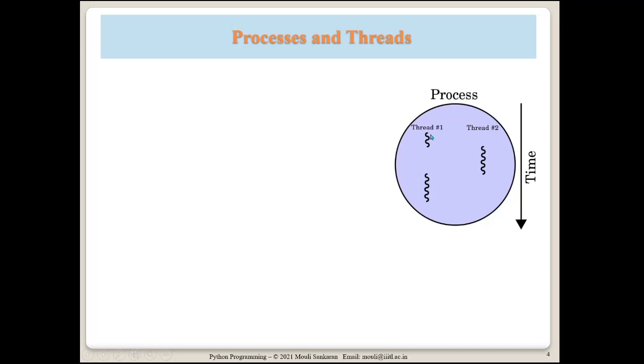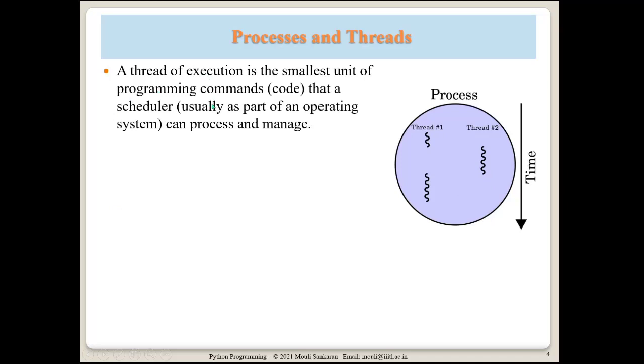Okay, so threads are there. This is what I was explaining. Let me explain it in textual form. A thread of execution is the smallest unit of programming commands or code that a scheduler, usually as part of an operating system, can process or manage. So they can switch between threads, or a context switch can be performed. So the OS needs to, mostly threads are not managed by the application.